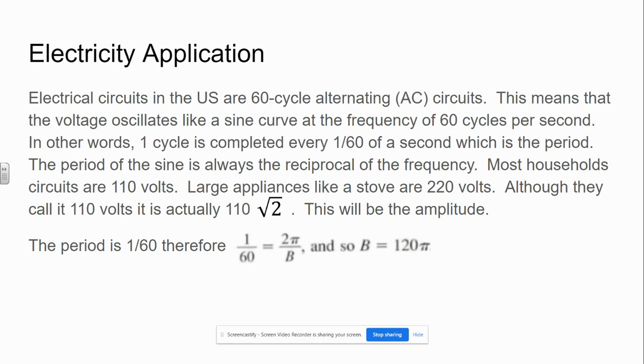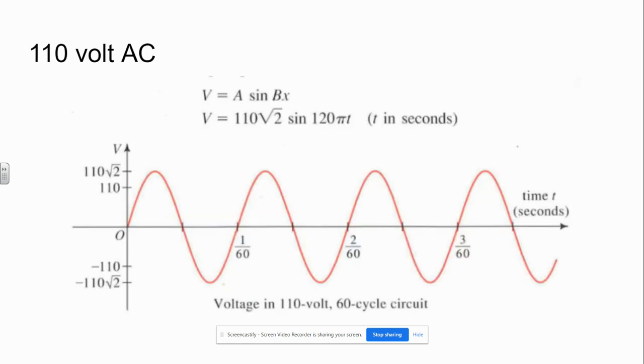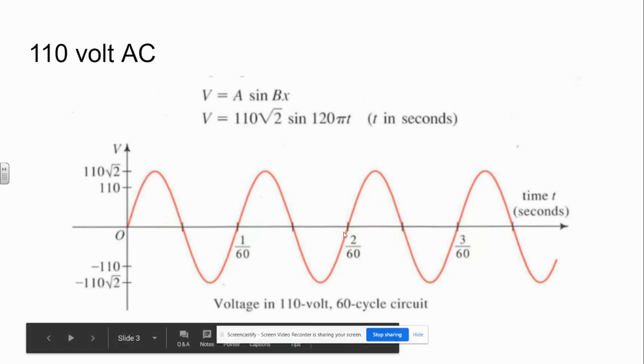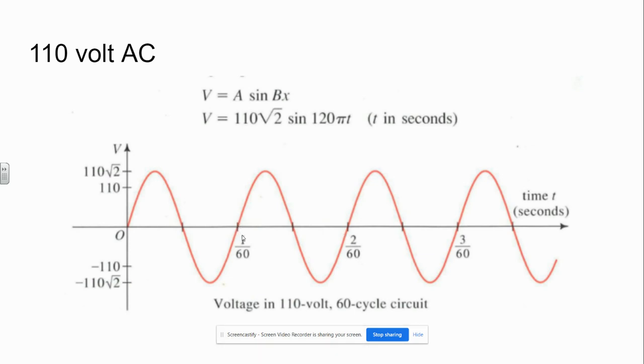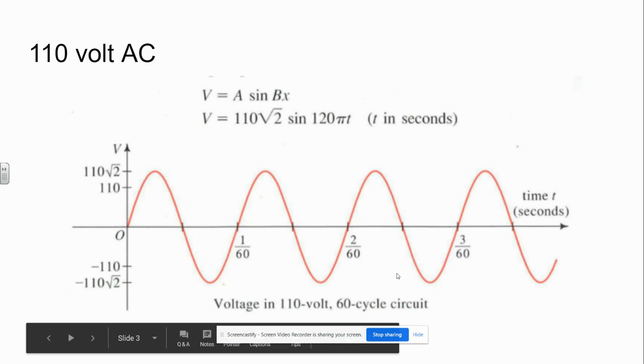Now that we have our a and our b, the equation that we would come up with would be right here, where the voltage would be 110 times square root of 2 times the sine of 120 pi times t. And this is what the graph of those outlets inside your wall look like, the voltage going back and forth through it. If I look right here, the period is 1 over 60, right? That's when I do my full period. It would take 60 of these to be 1 second.